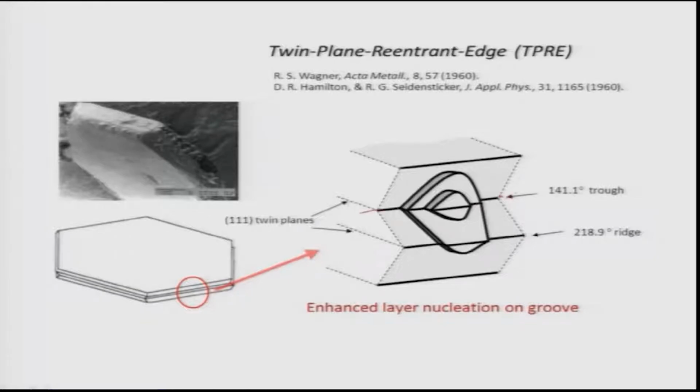You can see here there are two ridges at 218.9 degrees, and when these two ridges meet together, they form a reentrant angle of 141.1 degrees. So enhanced liquefaction on this groove, not edge, groove, is easily possible when the liquid atoms come and sit there and join the solid. These are the actual pictures which can happen in the case of silicon. Silicon crystals are like that, and therefore there are a variety of ways such a growth mechanism is possible, like dislocation mediated or twin mediated, or even by surface nucleation.